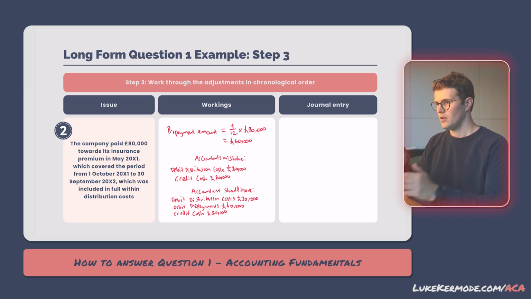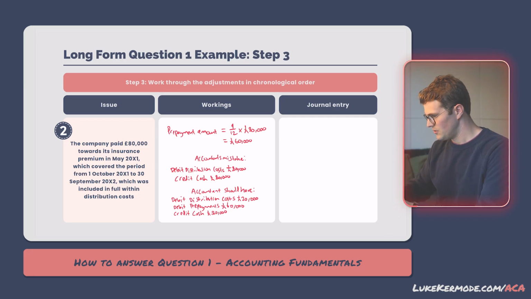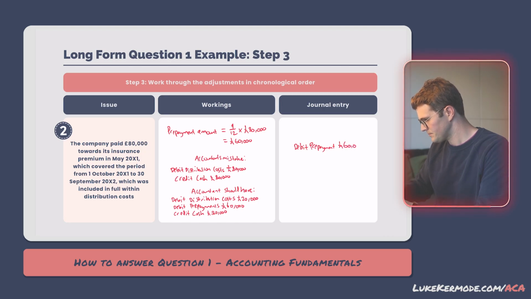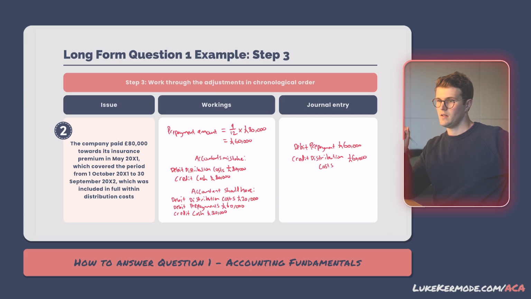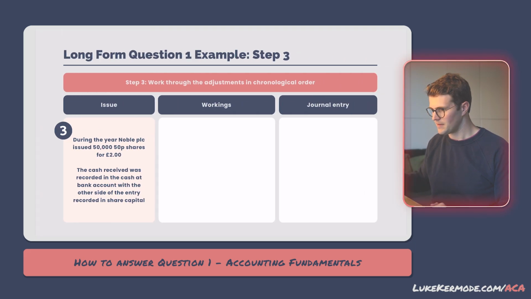So to correct this error, we need to put through the following adjusting journal entry. We debit prepayment 60,000 and we credit distribution costs 60,000. This ensures that only 3 months of the insurance expense is expensed this year and the balance is carried forward to the next period as a prepayment asset.